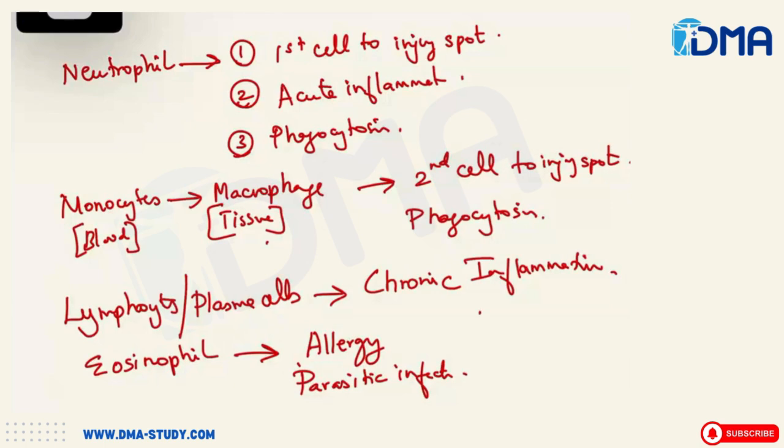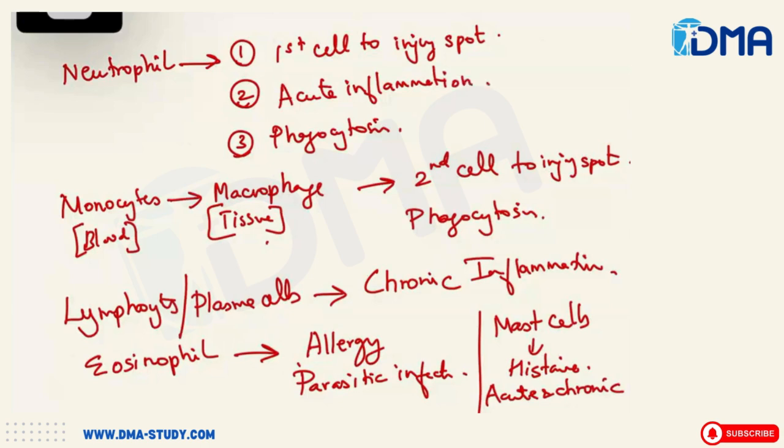How about mast cells? Mast cells usually release histamine, which is involved as a chemical mediator for both acute and chronic inflammation. Okay, this is about the cells.